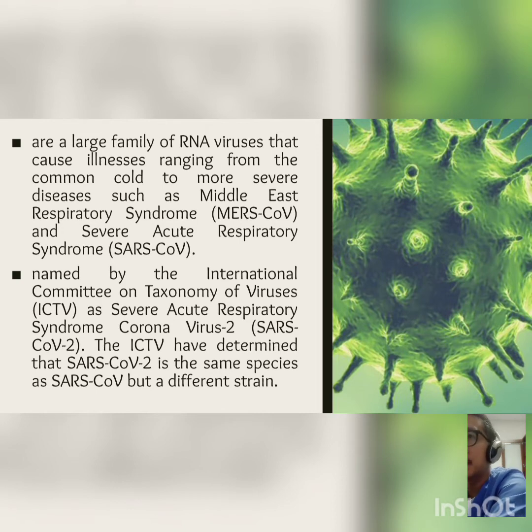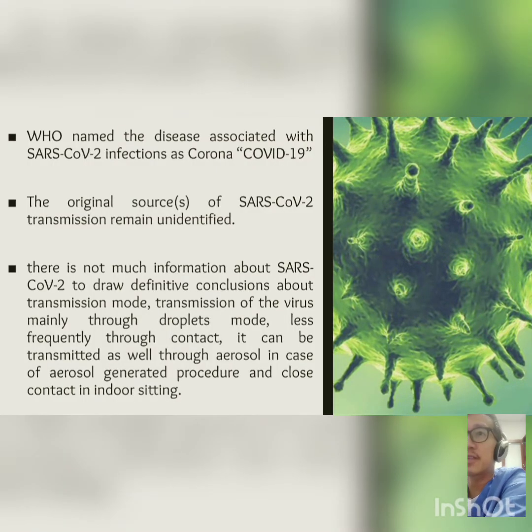2019 in Wuhan City, Hubei province of China, and has been named by the International Committee on Taxonomy of Viruses, or ICTV, as Severe Acute Respiratory Syndrome Coronavirus 2. The ICTV have determined that SARS-CoV-2 is the same species as SARS-CoV, but a different strain. The WHO, or the World Health Organization, has named the disease associated with SARS-CoV-2 infections as corona or COVID-19.